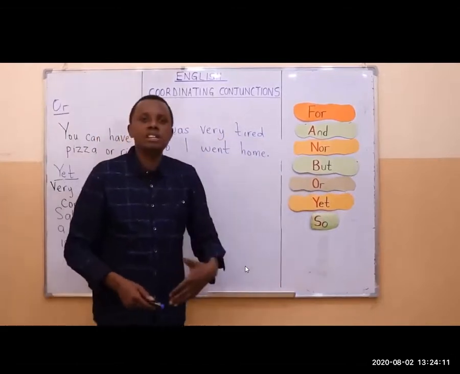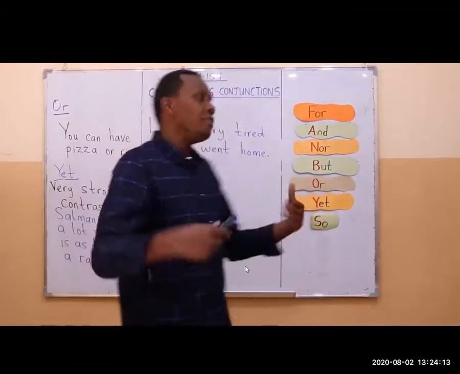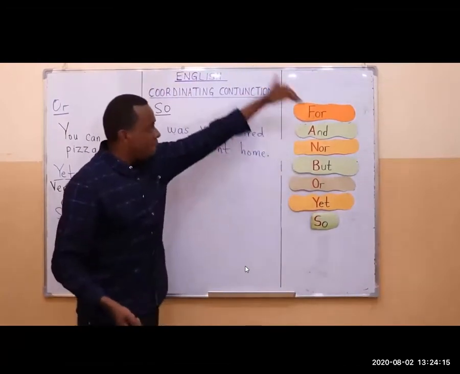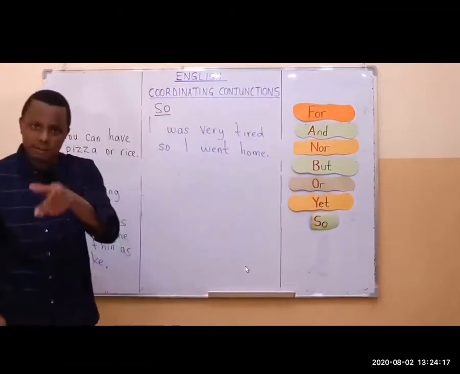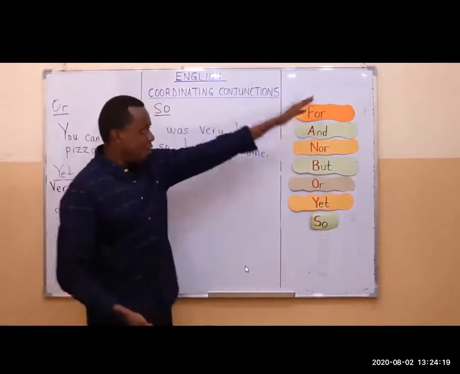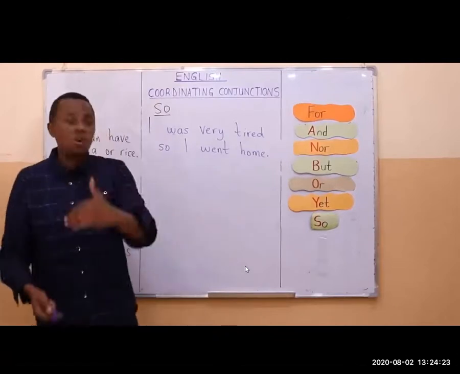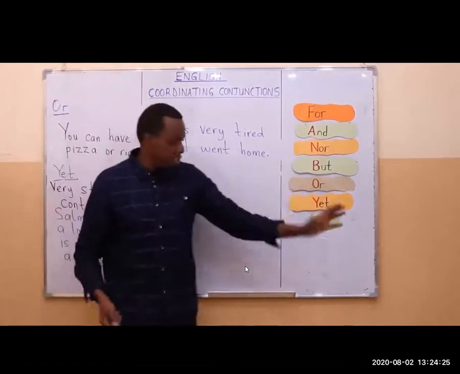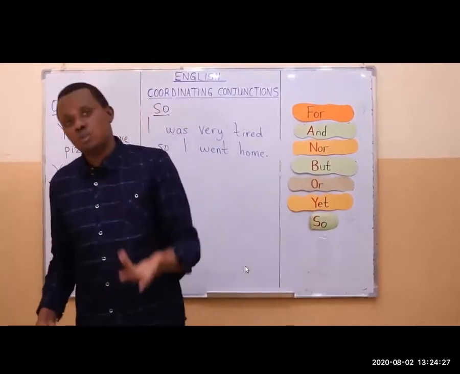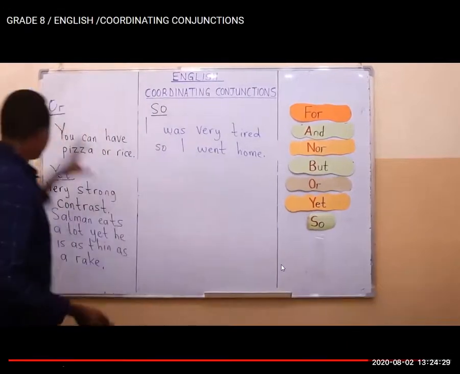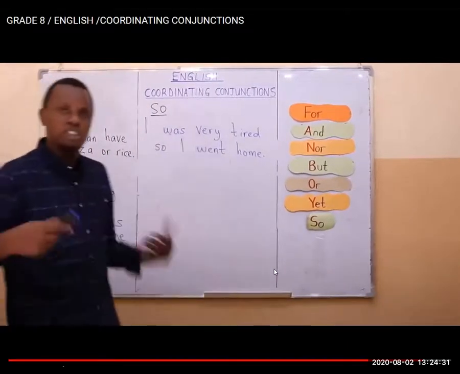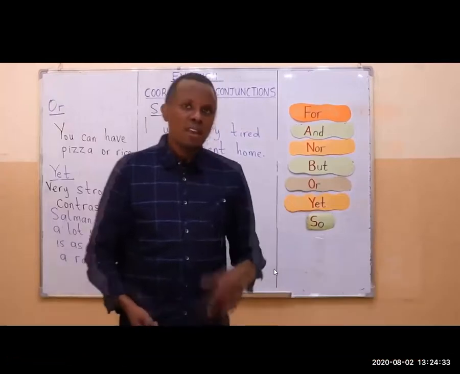And that is basically the use of all these conjunctions. FANBOYS. Never forget that. F for for, A for and, N for nor, B for but, O for or, Y for yet, S for so. So it's an easy acronym, FANBOYS, when you want to remember the coordinating conjunctions.